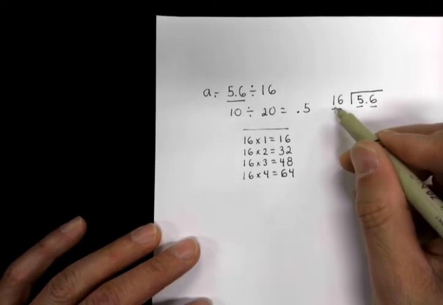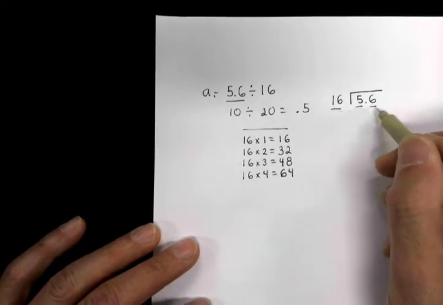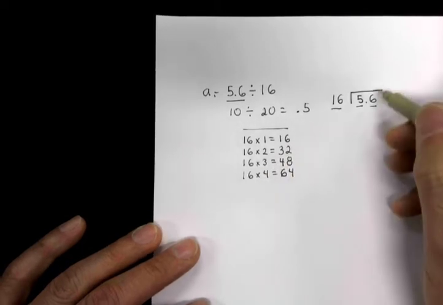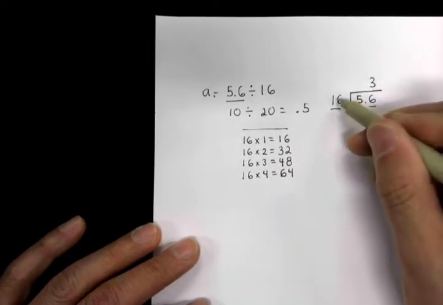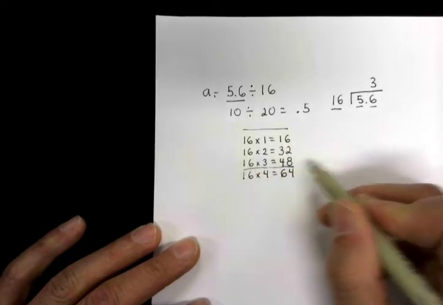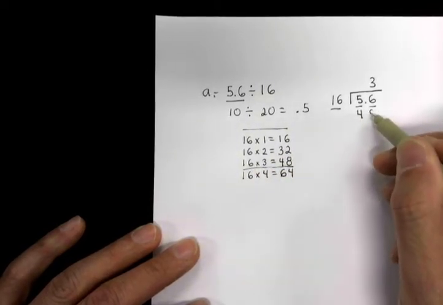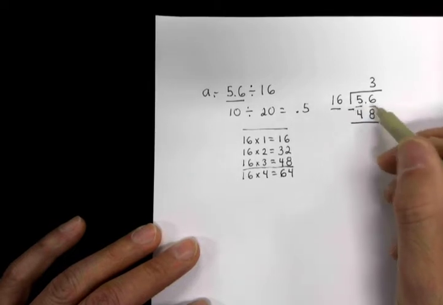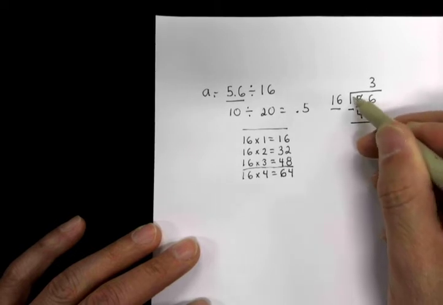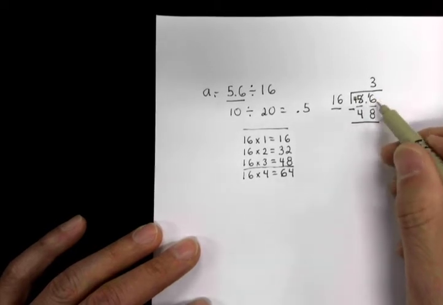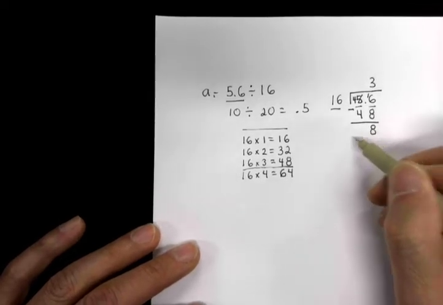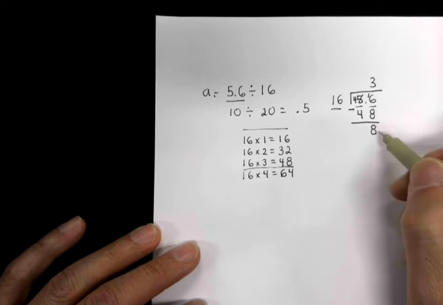Now, how many times then does the 16 fit in the 56? Well, it won't be 4 because we would go over, so it's 3. So we go 3 times 16. 3 times 16 is 48. So the 48 goes underneath the 56. And then you do the subtraction. Can you take away 8 from 6? The answer is no, so you borrow. Now, what's 16 take away 8? I just know that's 8.